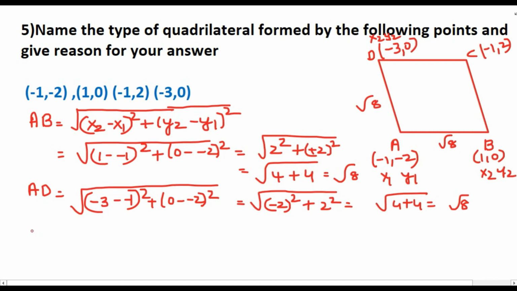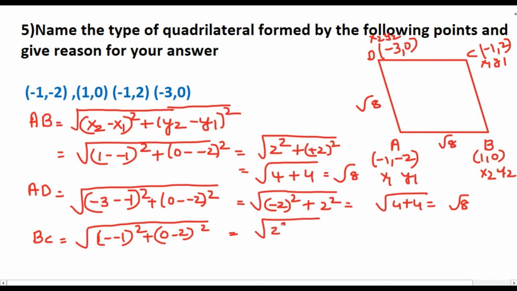Now next we will find out BC. So in this case I am going to take this as x1, y1. So when you find out BC, this will be (1 minus 1) the whole square plus (0 minus 2) the whole square, and 1 minus 1 is 1 plus 1 which is 2 square, plus minus 2 the whole square, equal to 4 plus 4, again it is root 8. This side also I got root 8.